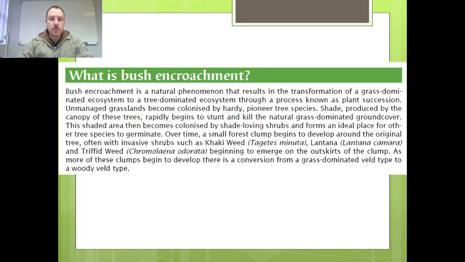So what is bush encroachment? Bush encroachment is a natural phenomenon that results in the transformation of a grass-dominated ecosystem to a tree-dominated ecosystem through a process known as plant succession. Unmanaged grasslands become colonized by hardy pioneer tree species.